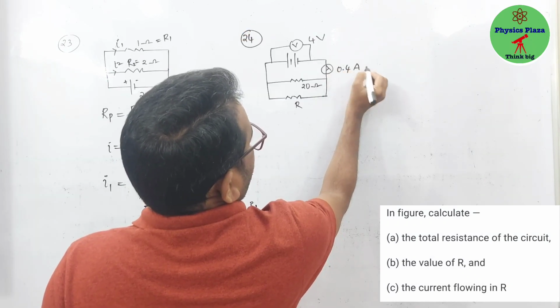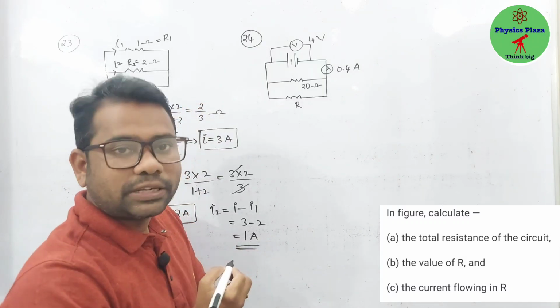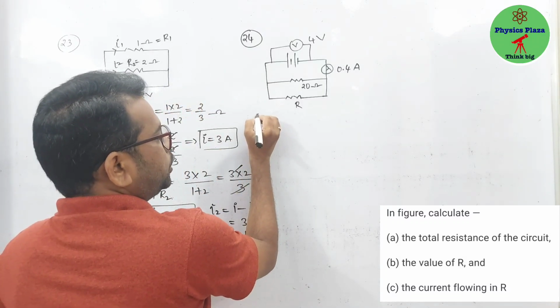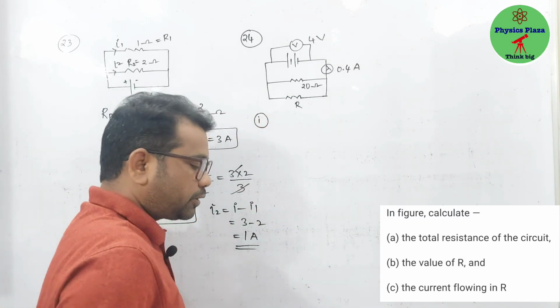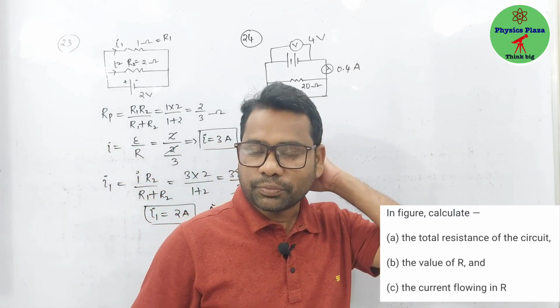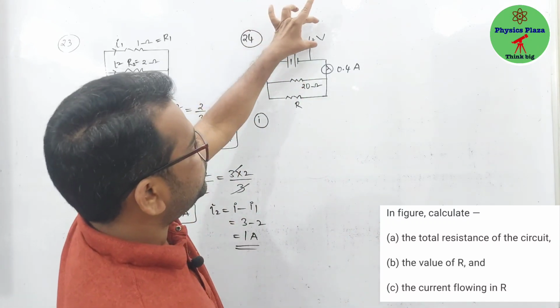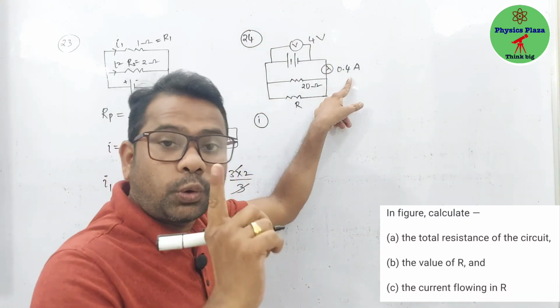0.4 ampere. Children, it's quite an interesting question. In this question, first they are asking us to calculate the total resistance of the circuit. Now when this question is asked, many students will get confused. No need to get confused. Very simple. EMF is given. Ammeter reading is nothing but total current.